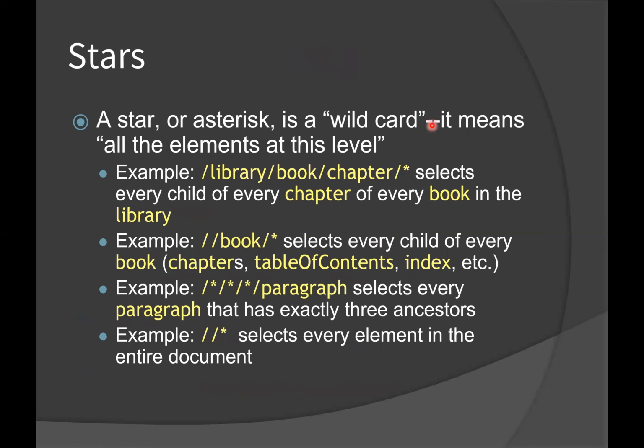Stars, of course, we have tried, a little introduction. If I want to select every child of every chapter of every book, we can use something like this. We can use forward slash book forward slash asterisk, meaning anywhere book and every element of the book. I can say forward slash star, forward slash star, forward slash paragraph, meaning any paragraph that has three ancestors. If I say forward slash asterisk, this will give you every element in the entire document.